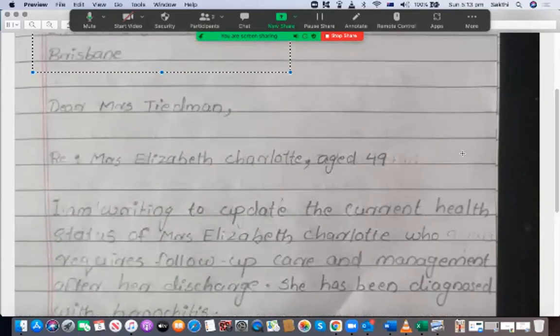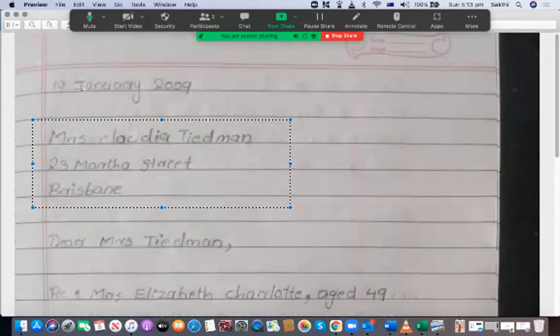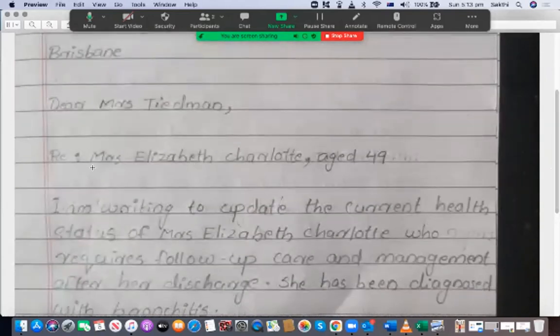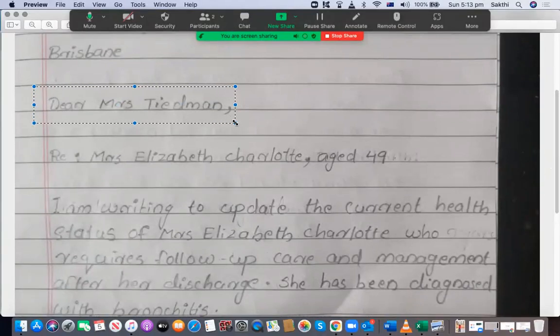So you have provided the salutation. Did you write the date? Oh yeah, you have written it on top. Okay, that's fine. Then, Dear Mrs. Tideman, comma, and then you have written the reference details of the patient underneath that. That is regarding Mrs. Elizabeth Charlotte, aged 49. So that's good. I'm happy with that.